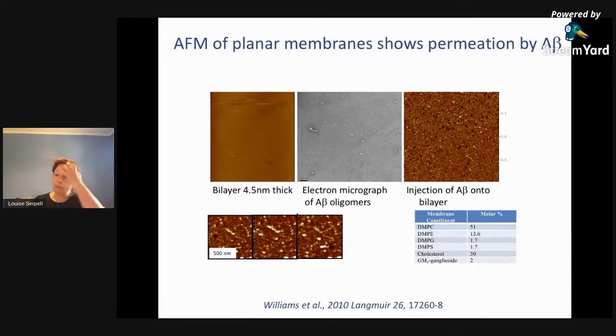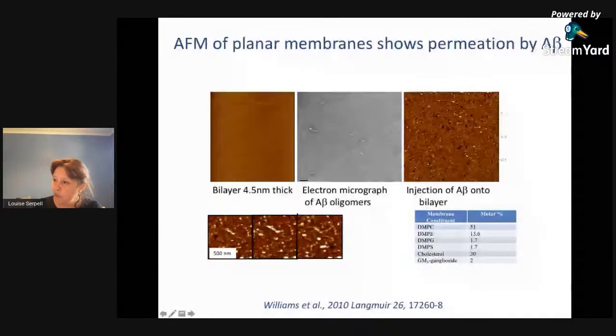And we can look at that damage a little bit more using a method called atomic force microscopy. And what this allows you to do is to visualize the height of molecules. So shown here is a bilayer, and it's relatively flat. And you can see that because the colors are dependent on the height of the molecule above the surface. This is actually an electron micrograph, which shows you the structure of the oligomers that have been added, the amyloid-beta oligomers. And on the right-hand side, you can see what happens to this flat membrane when we add amyloid-beta to it. So the important thing to note about this is that when the colour is dark, it means it's lower than the surface, and when it's bright, it's higher than the surface.